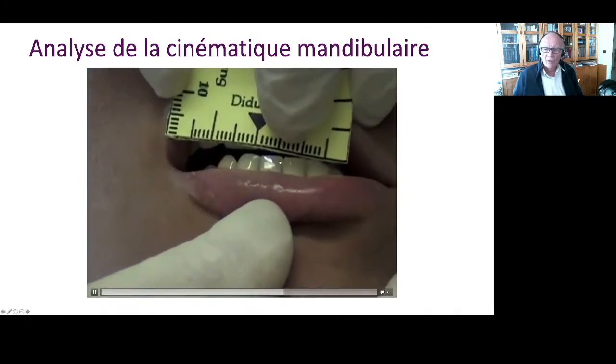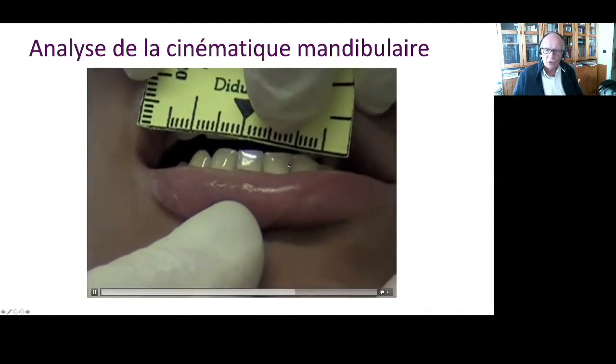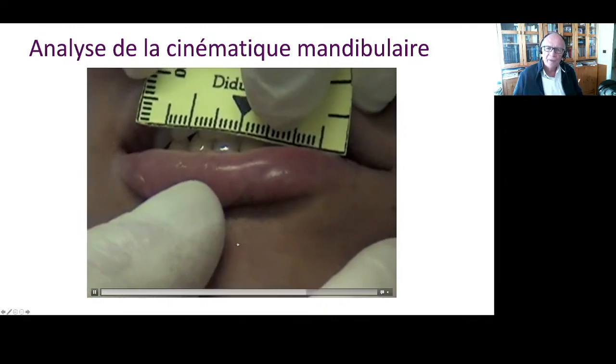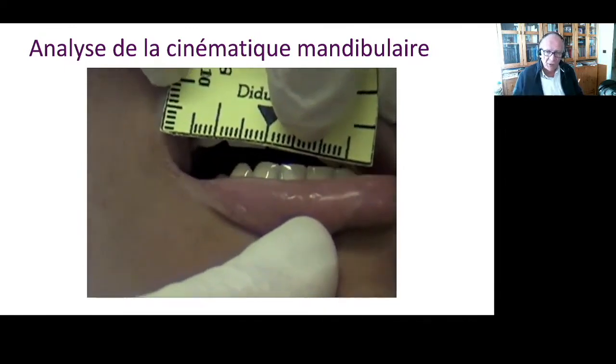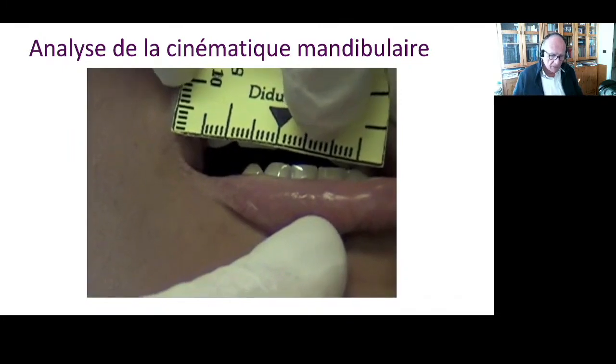And you follow the interincisal mandibular point, or one point on the mandibular teeth. Doesn't matter.